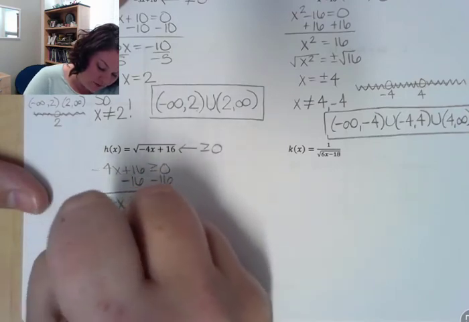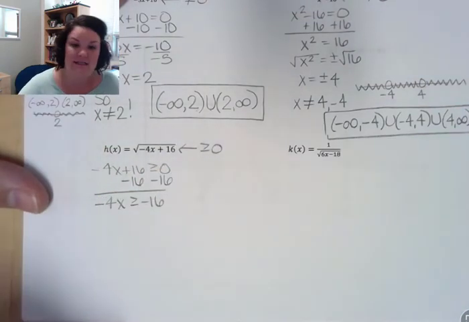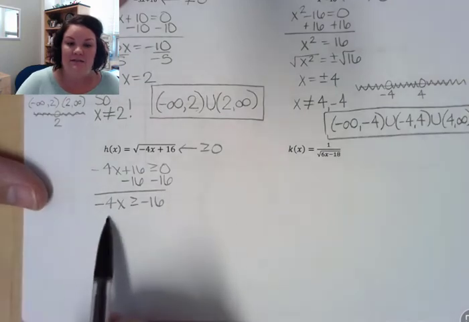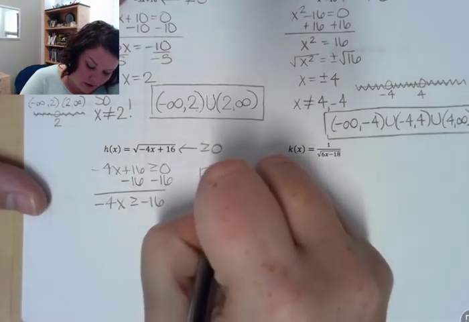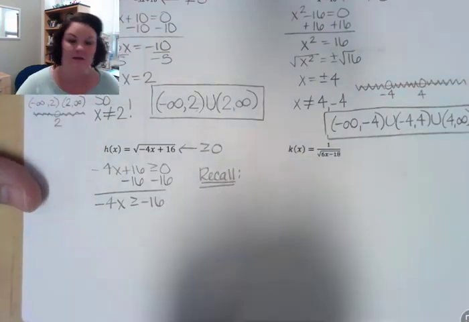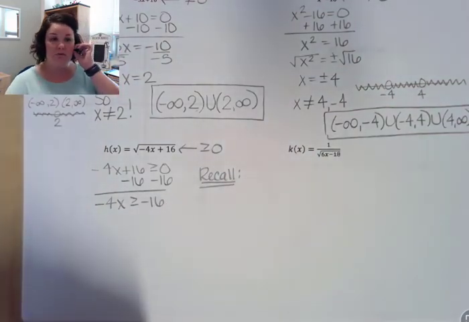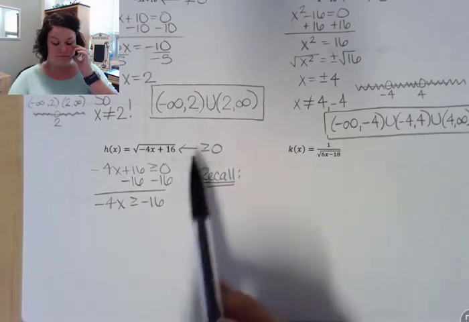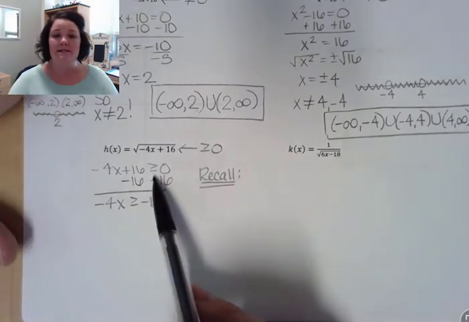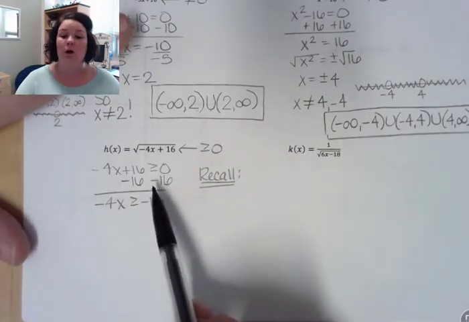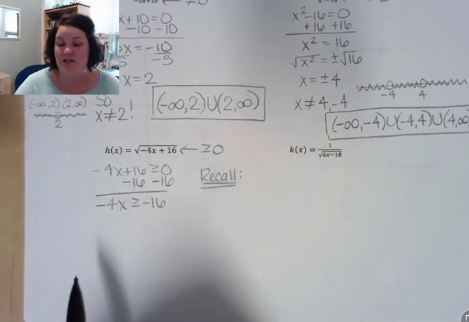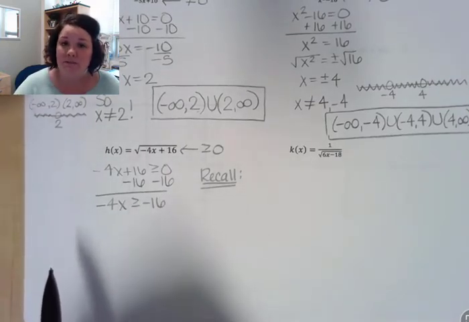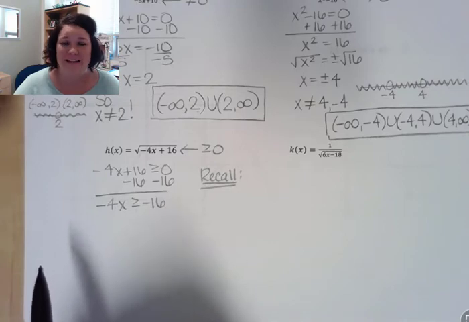Negative 4x is greater than or equal to negative 16. And then I need to divide off my negative 4. Now, I'm going to put here, recall, because it's been a while since you've probably seen inequalities. When we're solving inequalities, this sign stays the same, always like an equation, unless you multiply or divide by a negative.